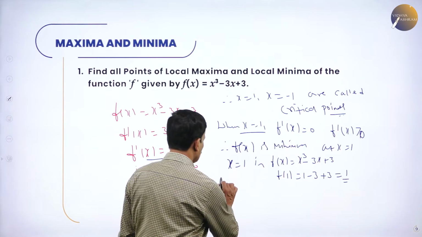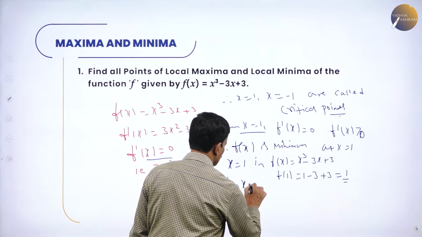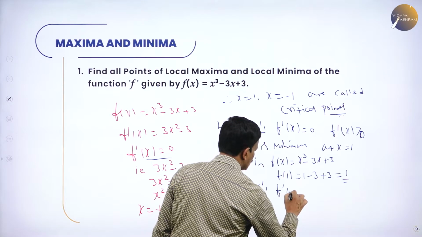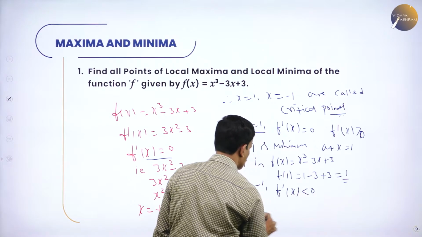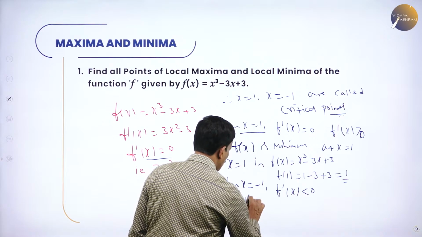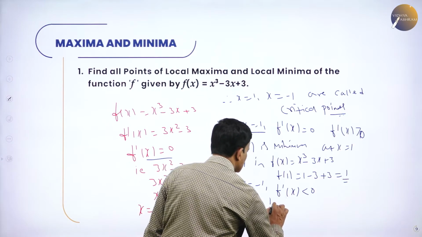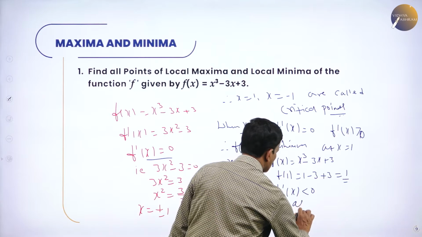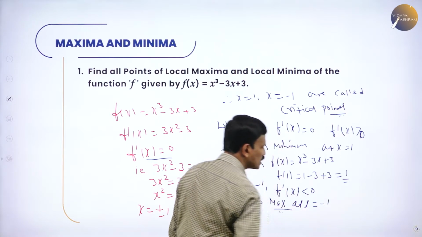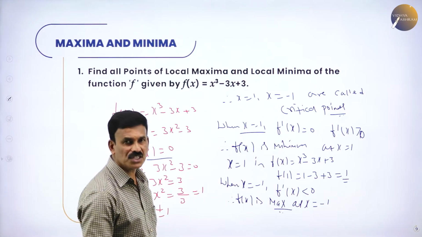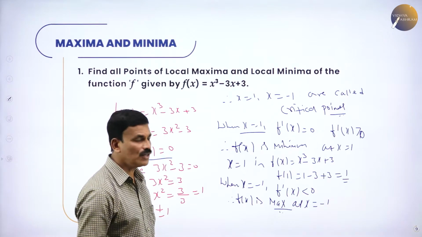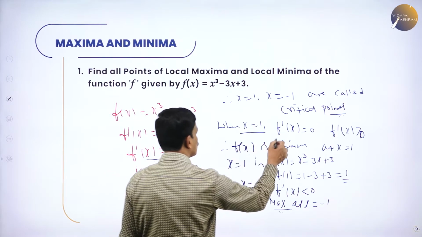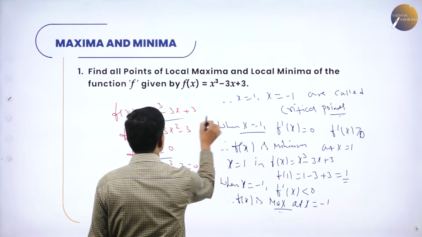When x is equal to minus 1, f dash x is less than 0. So therefore f of x is maximum at x is equal to minus 1. This is by the first derivative test. Now the maximum value is got by putting x is equal to minus 1 in the given equation.